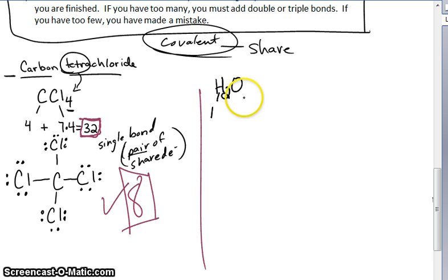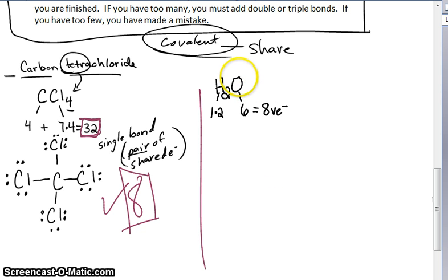Okay. All right, so H2O, so we need to figure out how many valence electrons that has. Hydrogen has 1 valence electron, and oxygen has 6. But there are 2 hydrogens, so we're going to multiply that by 2. And on water, we get a total of 8 valence electrons. So then what do we do next? Step 2 says put an element in the center.